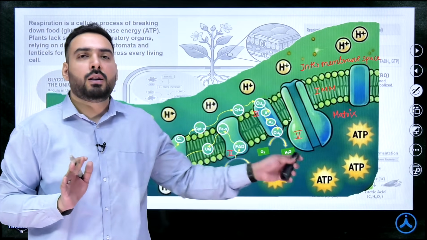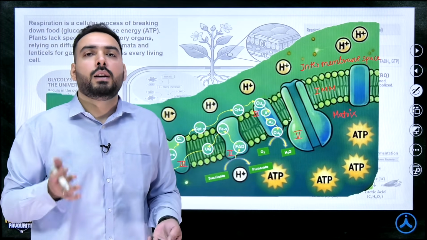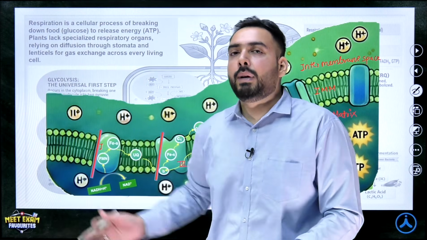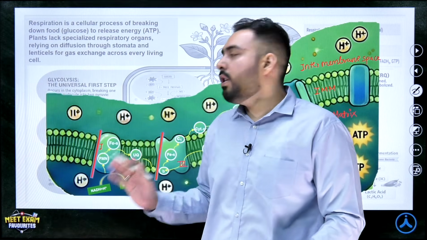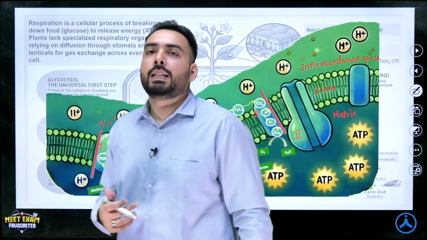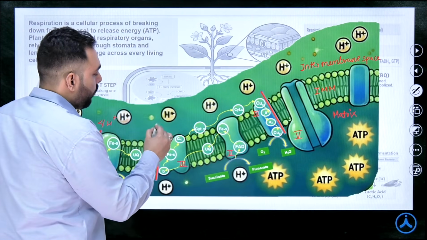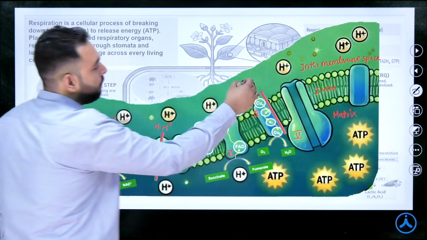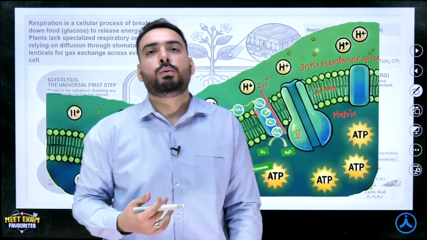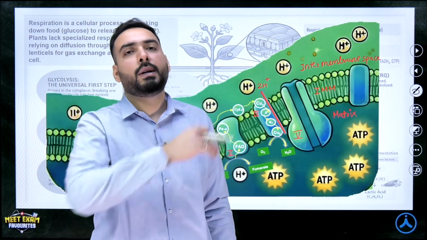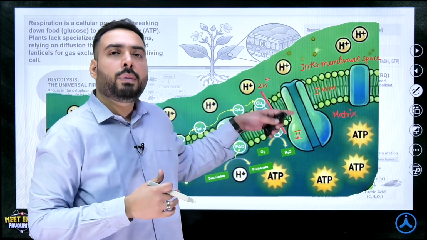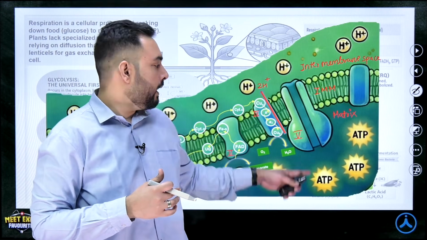What was all this about? The electron traveled from carrier to carrier, releasing energy. That energy is used by these complexes to pump protons across the membrane. How many protons? The first complex is going to pump 4 protons. The third complex is also going to pump 4 protons, and complex number 4 is going to pump 2 protons. So in total, for 1 NADH, 10 protons are pumped from the matrix across the membrane to the intermembrane space. When the protons are pumped, the proton concentration becomes high on the intermembrane side and relatively low on the matrix side.